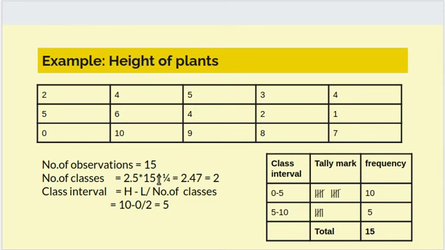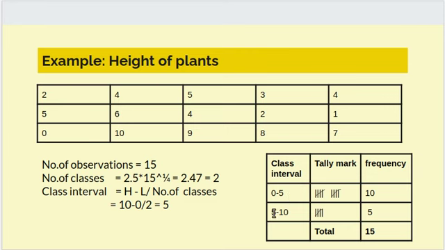So first we will have the column called class interval, and we will use tally mark and frequency columns. So firstly, we should decide the number of classes. So it is 2, right? So there will be 2 classes. And next is the class interval. So what should be the interval? That should be 5. So our value starts from 0, right? So 0 to 5 will be one class interval, and next 5 to 10 will be the other class interval.